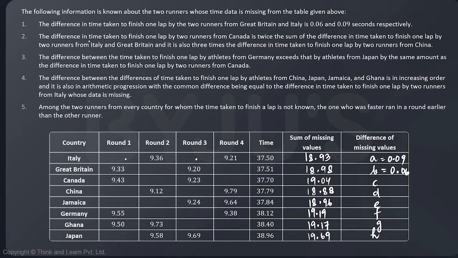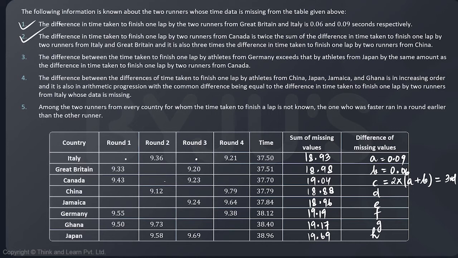The next statement says the difference in time taken to finish 1 lap by the 2 runners from Canada is twice the sum of the differences in time taken to finish 1 lap by 2 runners from Italy and Great Britain, and it is also 3 times the difference in time taken by 2 runners from China. That's the 4th country. So from here, can we say that C is twice the sum of A and B, the differences, and this is also going to be 3 times that of China, 3D, right?